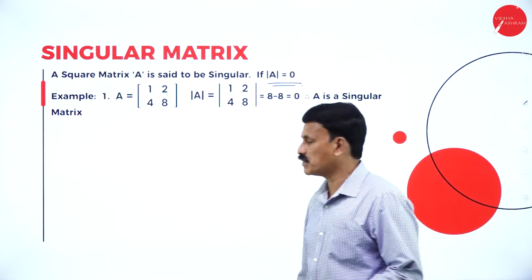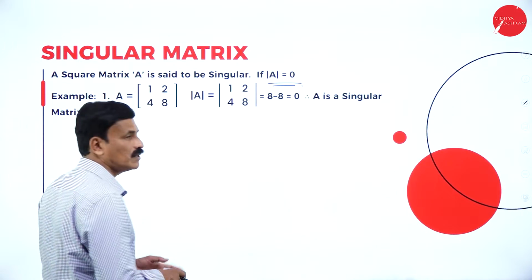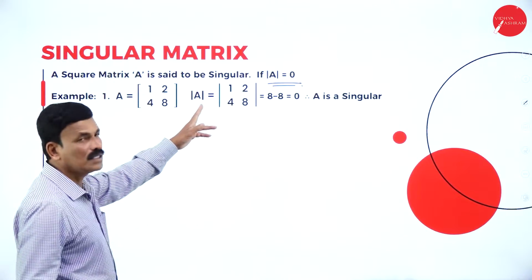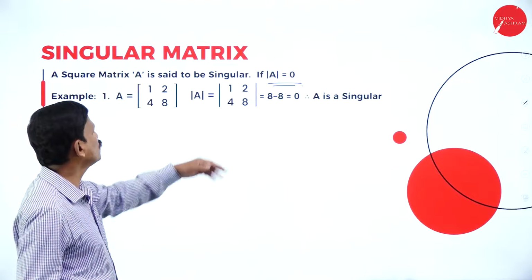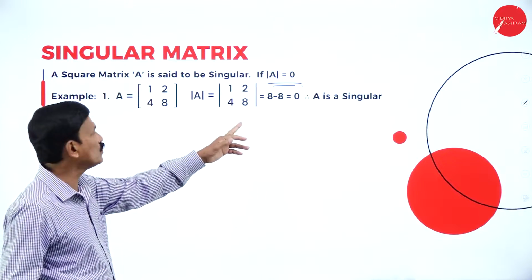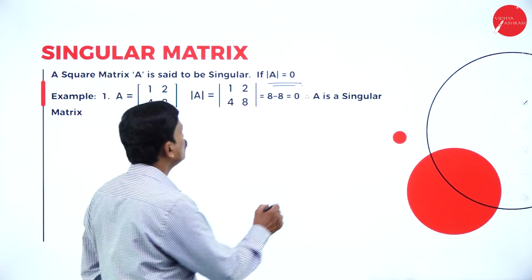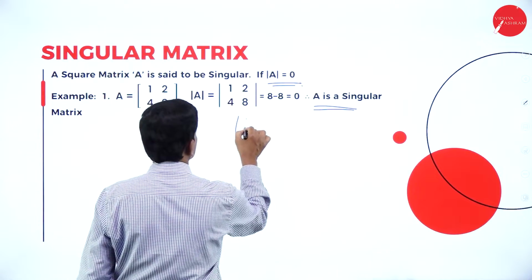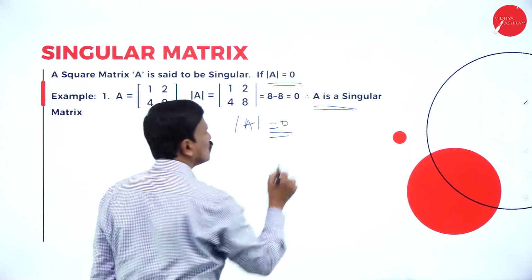Let us take an example. If matrix A is equal to 1, 2, 4, 8, then the determinant of this is 1 into 8 is 8, minus 2 into 4 is 8, 8 minus 8 is equal to 0. Therefore, A is a singular matrix because determinant of A is equal to 0.